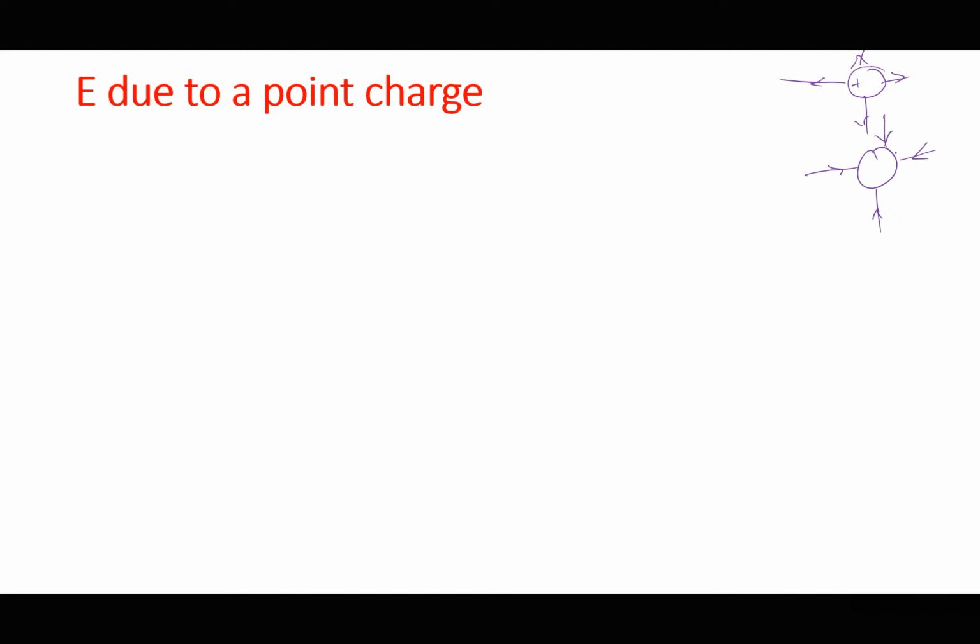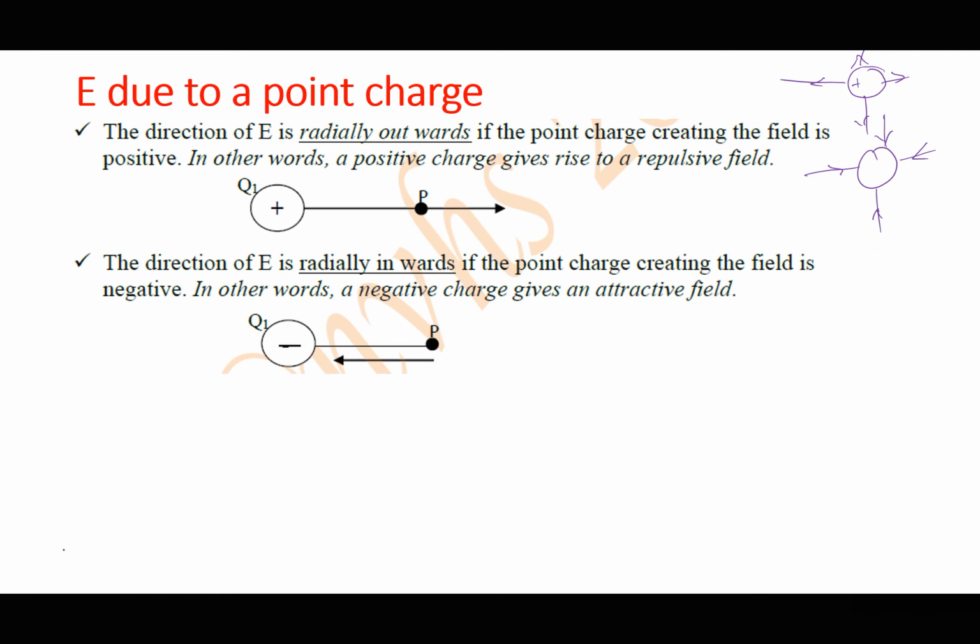So what does that mean? Remember, to define an electric field or electric field strength, we always imagine a unit positive charge placed in the region of the electric field. The direction in which the charge moves is the direction of the field. So the direction of E is actually radially outwards.